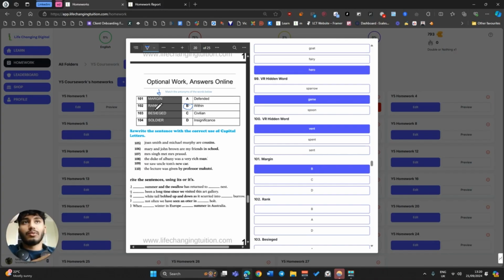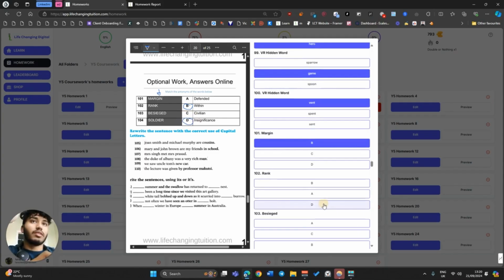For question 102, you got rank. Now, if we think about something ranked highly, it's probably significant, so I think that's what they're getting at, with insignificance being the antonym. The other two are a bit simpler here.